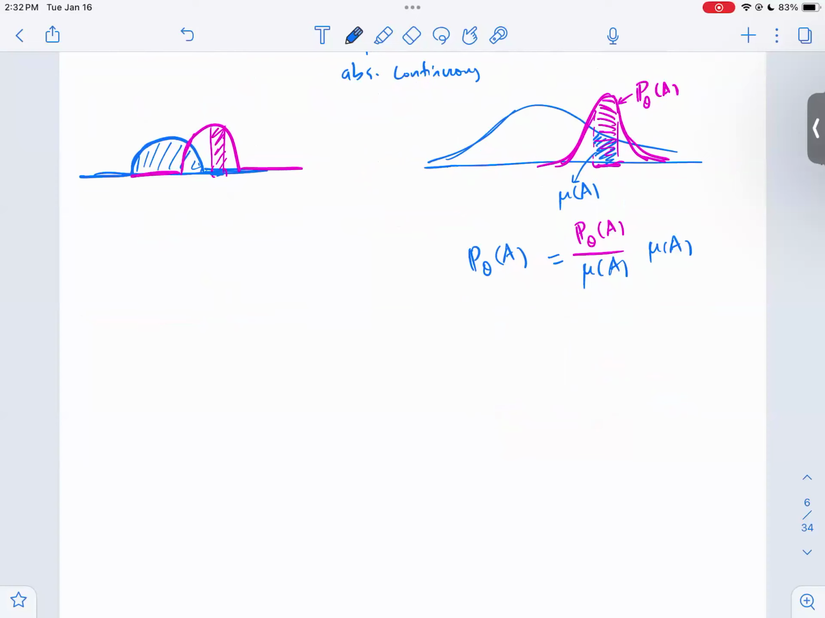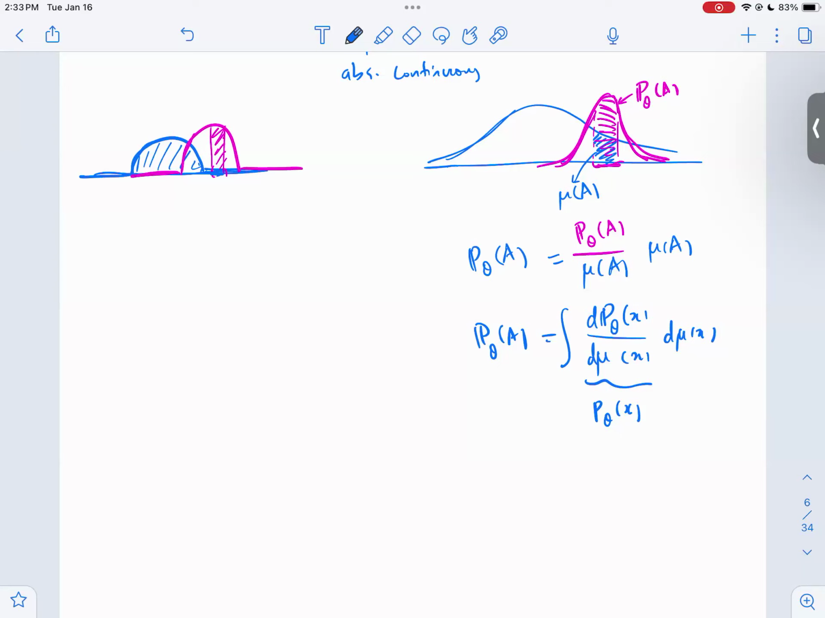In the end, they write it like this: p theta of A is the integral over A of dp theta over d mu of x, times d mu of x. And they call this the Radon-Nikodym derivative, or just that density that we're looking at. So what you need is for this to be non-zero, to be able to translate the ratios.